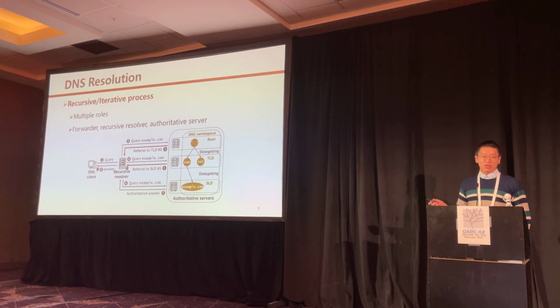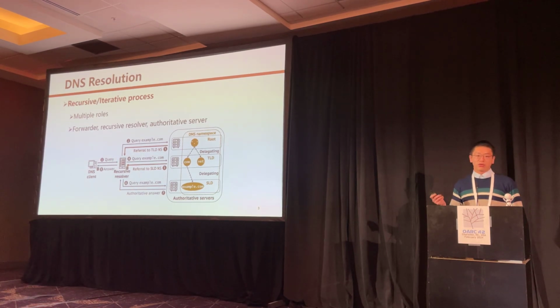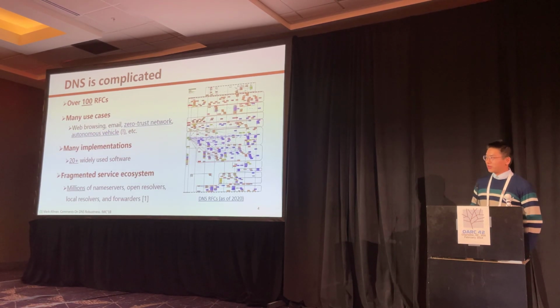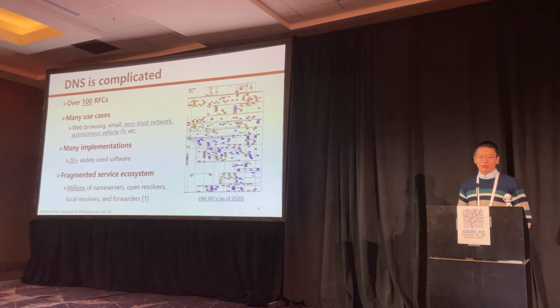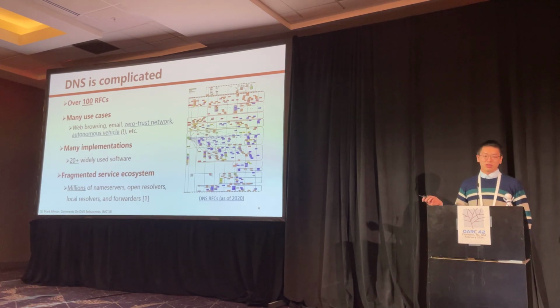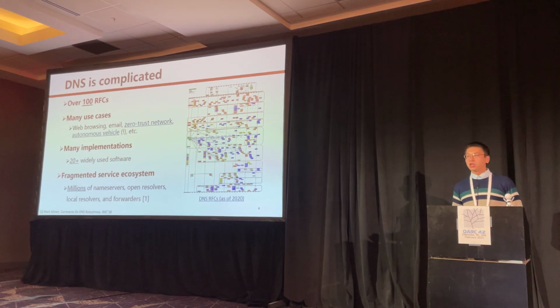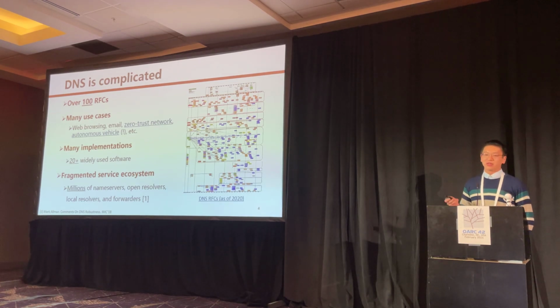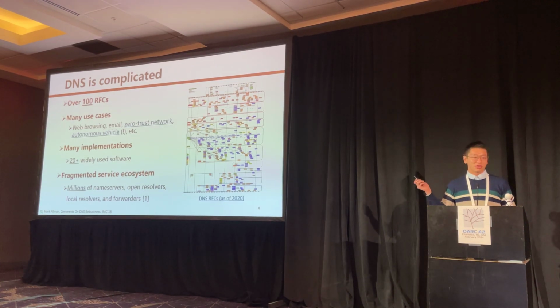DNS resolution is also a recursive and iterative process, and there are many roles: forwarders, recursive resolvers, and authoritative servers. DNS is also very complicated. We did a survey up to the year 2020, and we found over 100 RFCs, and there are many use cases, such as web browsing and email, which are widely used. And nowadays, for the security aspect, we have zero trust network. They have some RFCs about that, and also we have autonomous driving vehicles. It's very surprising, but we also have an RFC about this use case.